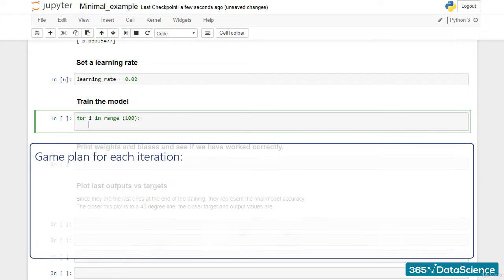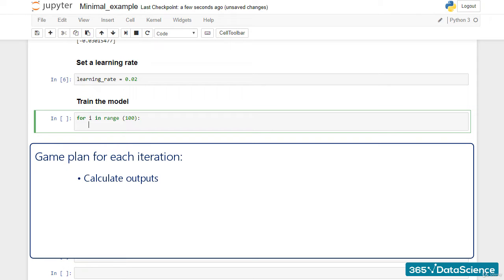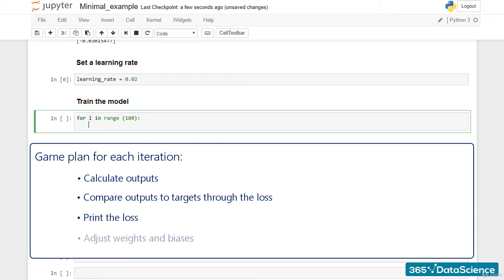At each iteration, we will calculate the outputs and compare them to the targets through the loss function. We will print the loss for each iteration so we know how the algorithm is doing. Finally, we will adjust the weights and biases to get a better fit of the data. At the next iteration, these updated weights and biases will provide different outputs. Then the procedure will be repeated.